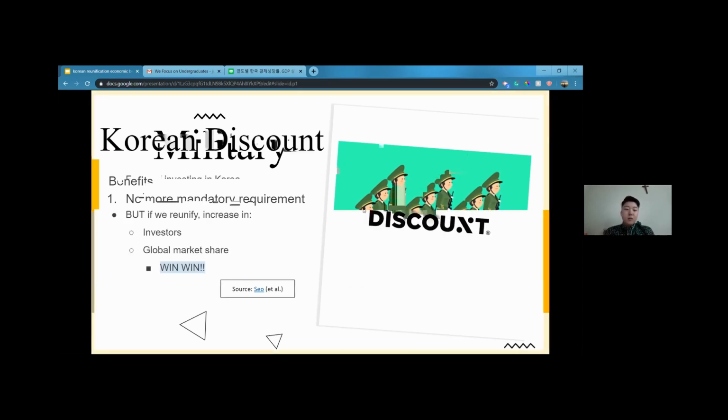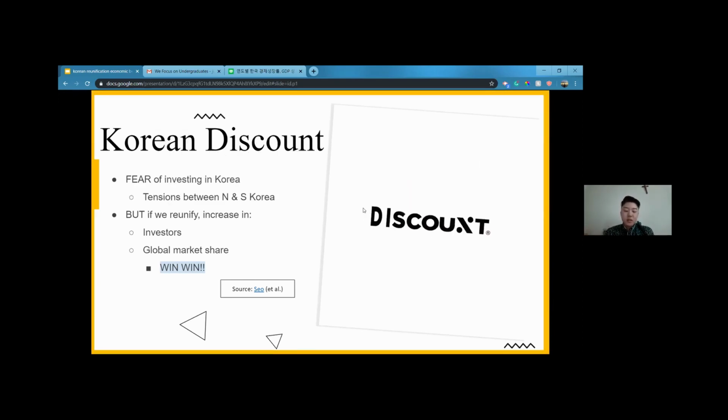Okay, so now we're going to talk about the Korean discount. By definition, Korean discount is an investment term, and it refers to the stock value of Korean companies being undervalued compared with that of other Asian countries.